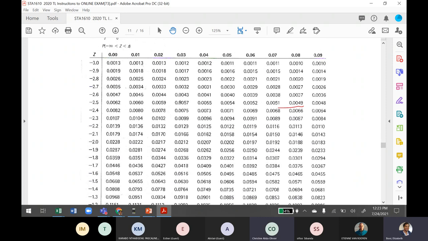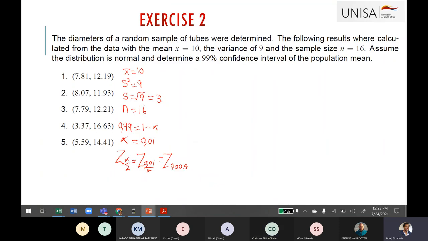And it's going to be 2.58. That is our critical value. Our critical value will be 2.58. So now we can go and calculate our confidence.